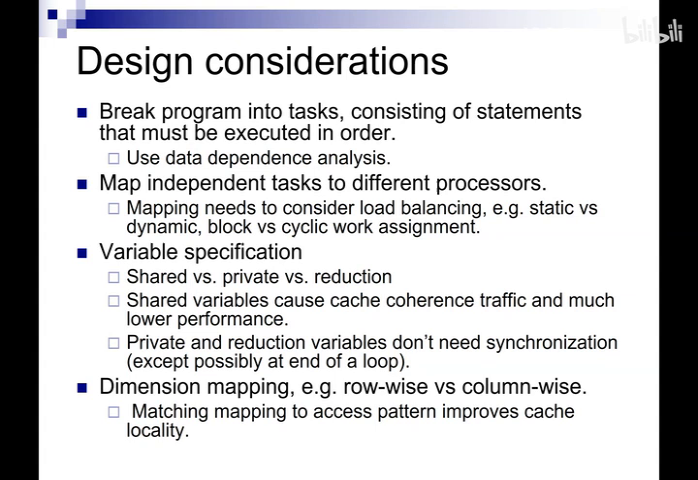Also, we saw some examples when we talked about OpenMP where if you want to do some sort of collective operation that involves some sort of synchronization, like you want to add together a bunch of numbers, you can either do that using shared variables, but then you have to protect these shared variables, or you can use something like reduction variables, which are much more efficient. So we need to think about how we specify the different variables to achieve both correctness and efficiency.